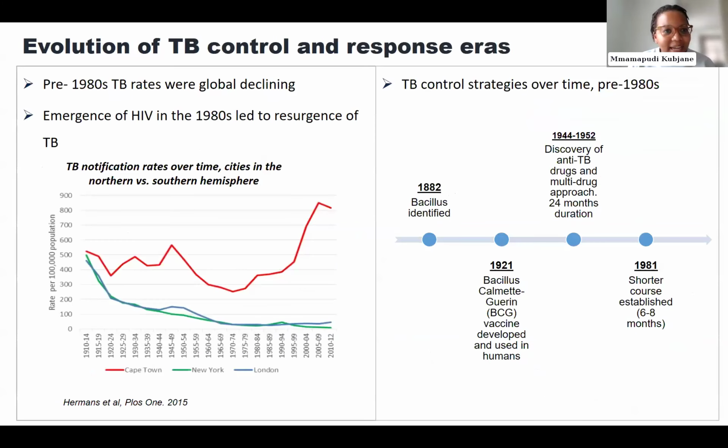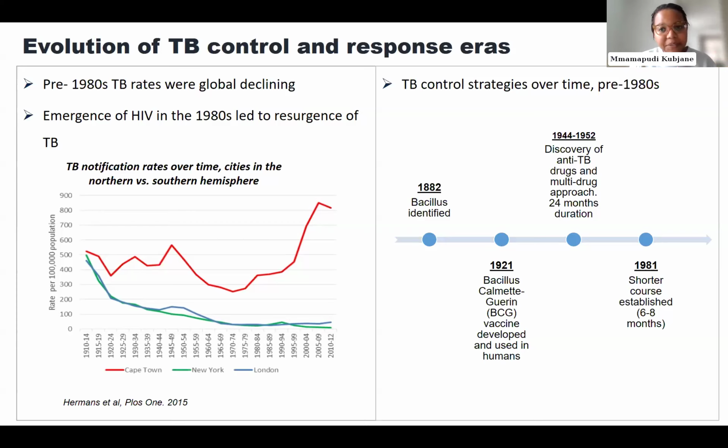I'm just going to take us back on the history of TB and control strategies, which will lead us to why we're coming to vaccines. Through the 1980s, global TB trends were declining, until the early 90s when HIV resurged, especially in Africa. And this figure on the left shows the trends in TB in cities in the Northern Hemisphere and in the Southern Hemisphere in red, being Cape Town.